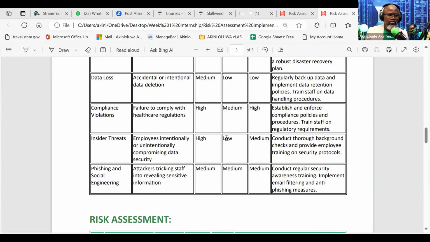Do you do regular security checks or background checks on your employees? So a lot of things around that too. Phishing and social engineering, we already know that, really trying to see if they can make you click an email or something like that. Okay.